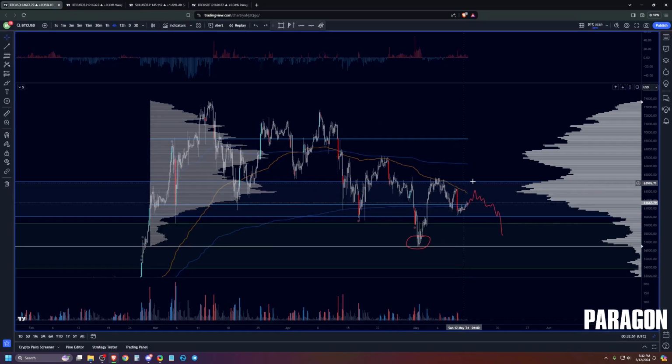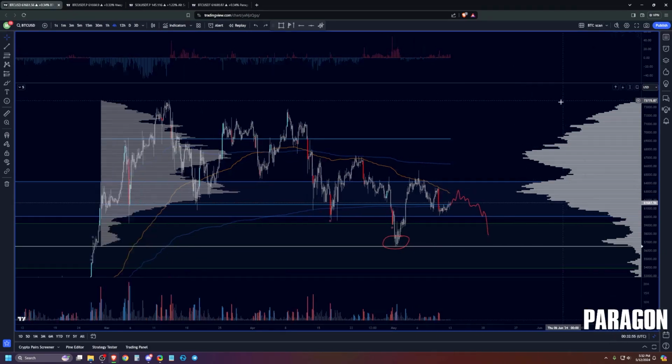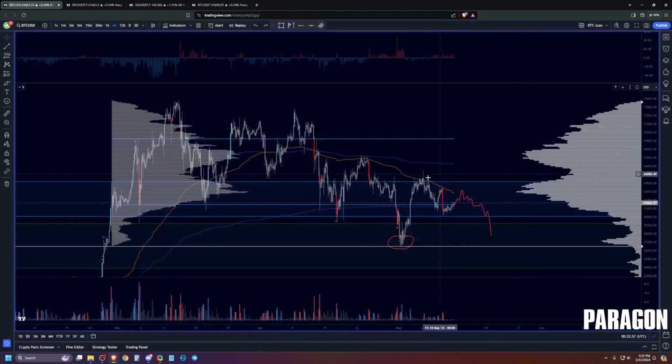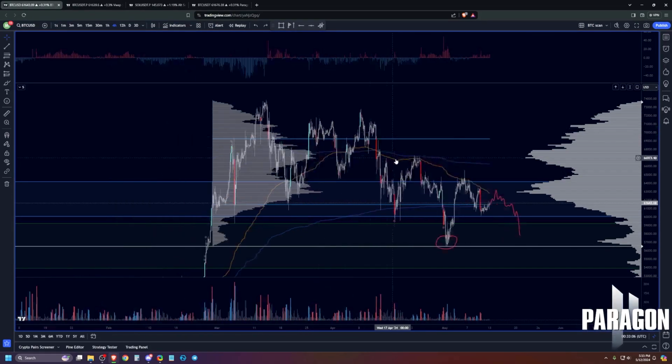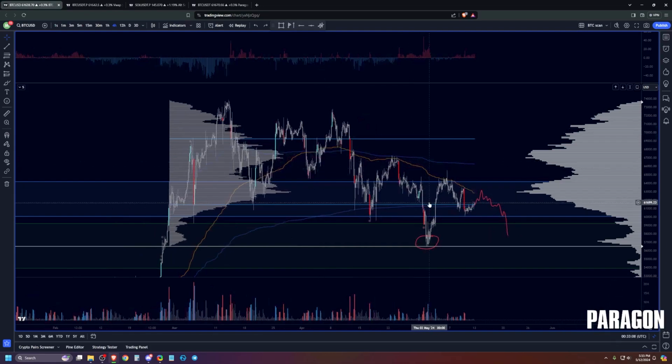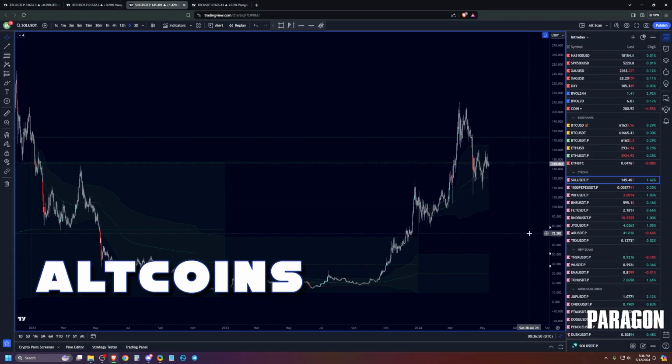If bulls can start to get above that into 64, 65K, then my conservative approach is a little bit invalidated for the time being, because if bulls can get through this midpoint region, then obviously trading up to local supply around 70K is the obvious upside target. But yeah, that's pretty much it, right? So, okay, let's go ahead and get into some altcoin stuff.